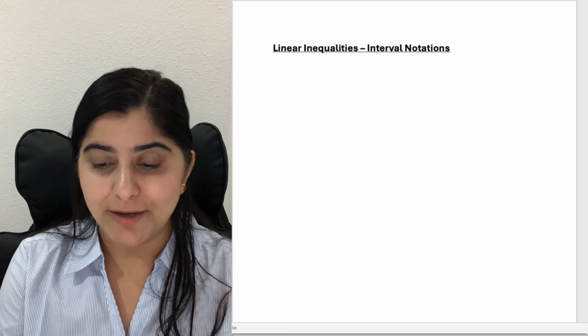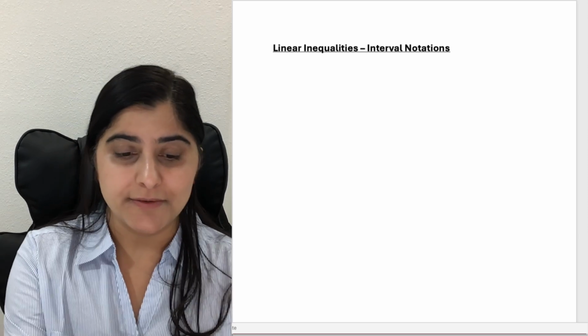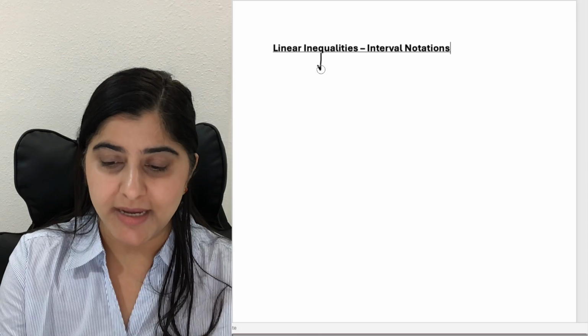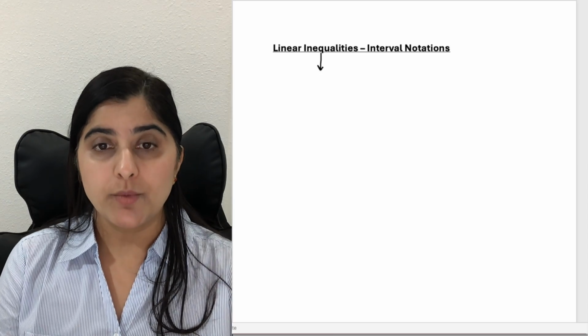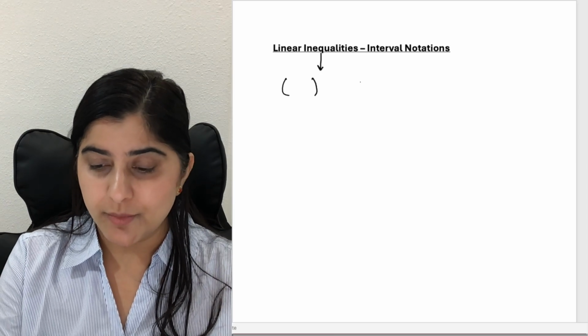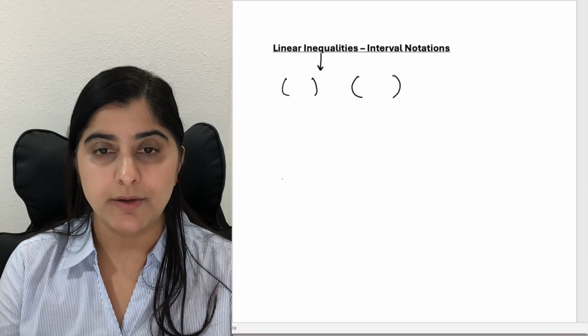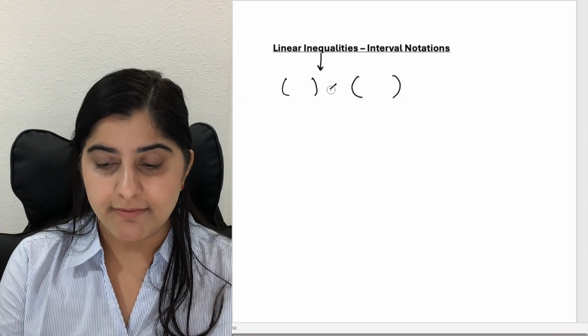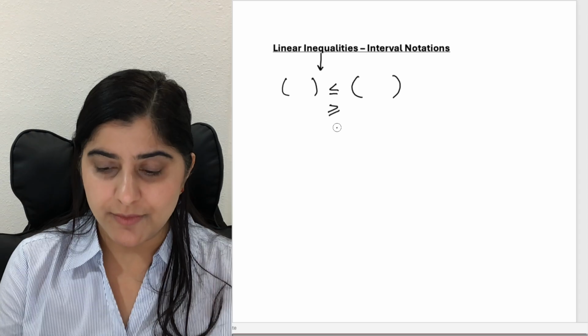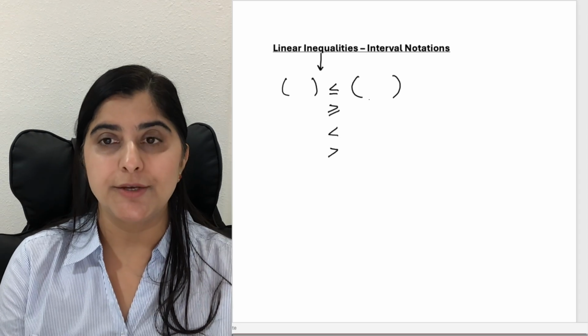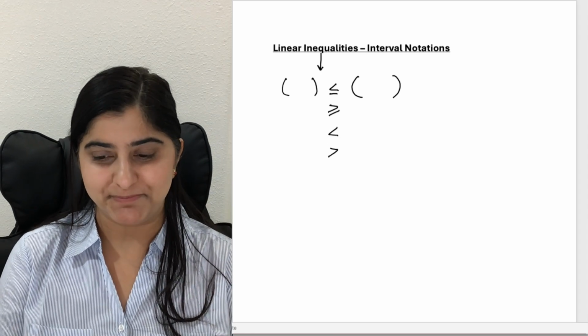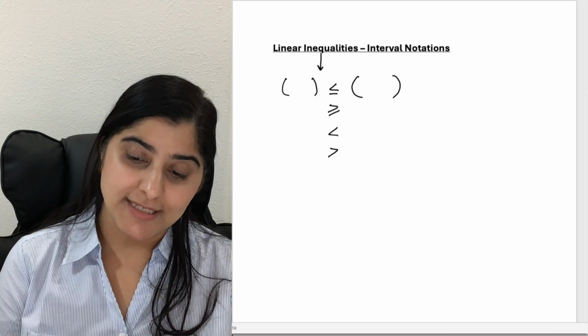Now we will talk about linear inequalities. Let's first try to understand what we mean by inequalities. Inequalities are exactly the same as equations. In an equation we have an equal sign in the middle, but in inequalities we have any one of these four inequality symbols between any two mathematical expressions. So this is called an inequality.